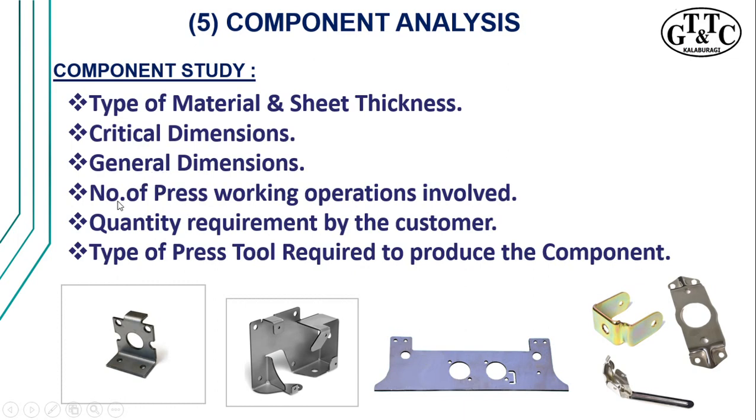And then next, we have to understand the number of press working operations involved. Now you can see a particular component here. You can see there is a bending operation, there is a piercing operation. It can be a piercing or a notching here, and then one more bending and two piercing operations. So understanding the number of operations involved in a particular component plays a very important role in how the structure of a press tool is adopted or developed.